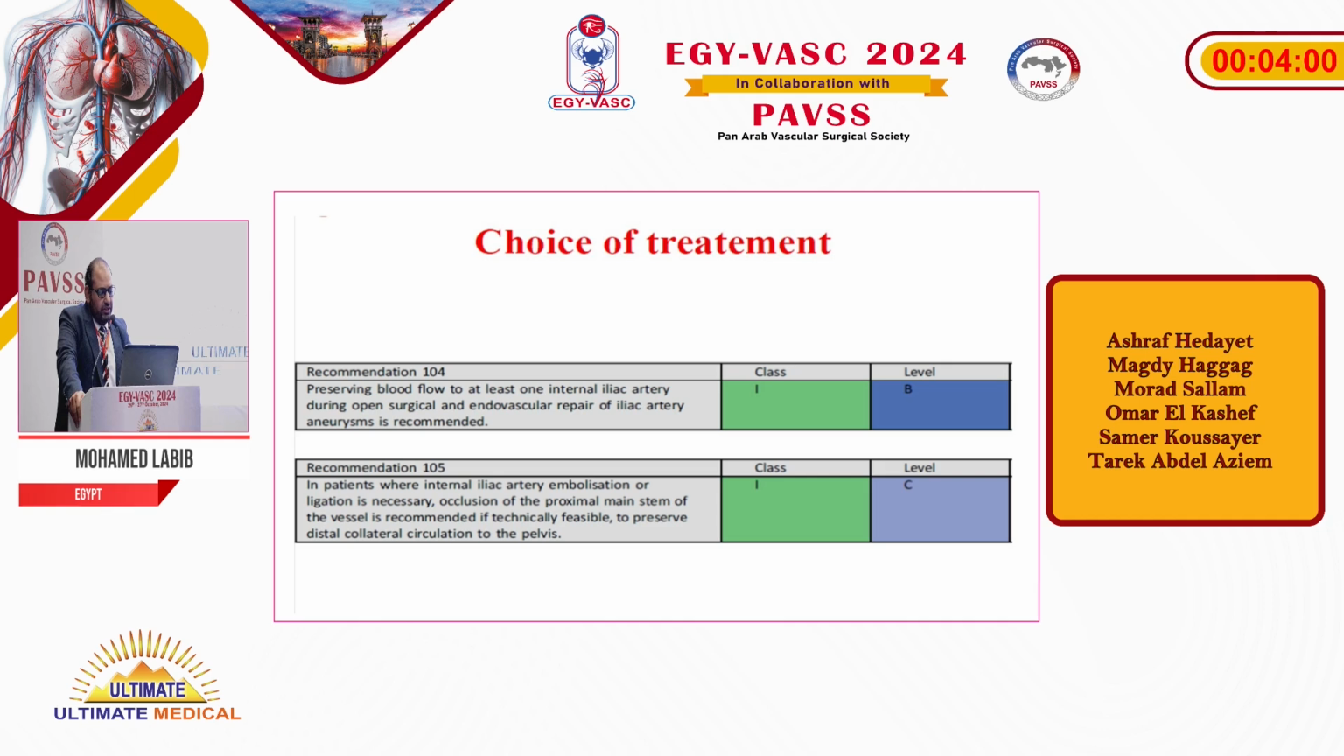In 2024, the European Society for Vascular Surgery guidelines recommend preserving blood flow to at least one of the hypogastric arteries during open surgical repair or EVAR, and in patients where internal iliac artery embolization or ligation is necessary, occlusion of the proximal mainstem is recommended.